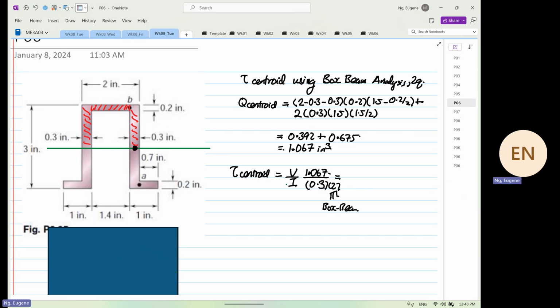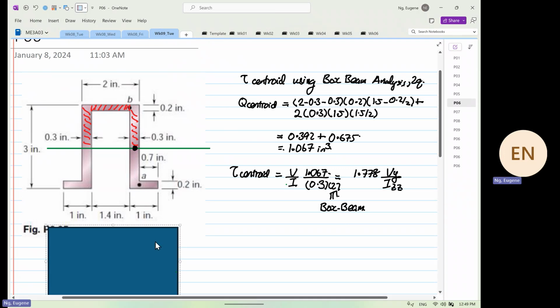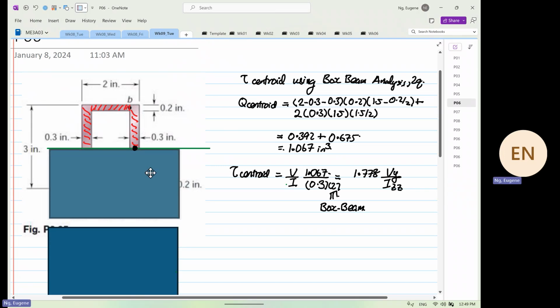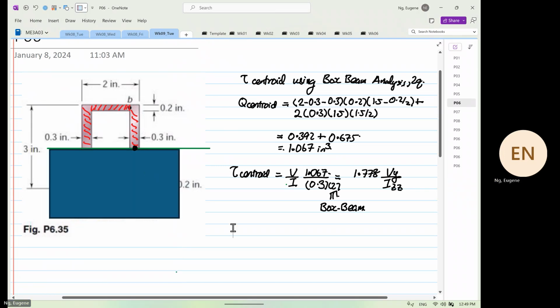Box beam. Okay, let me write properly. Box beam. So 1.067 divided by 0.3 divided by 2 is equal to 1.778 Vy over Izz. So this is what we get by considering the box beam.